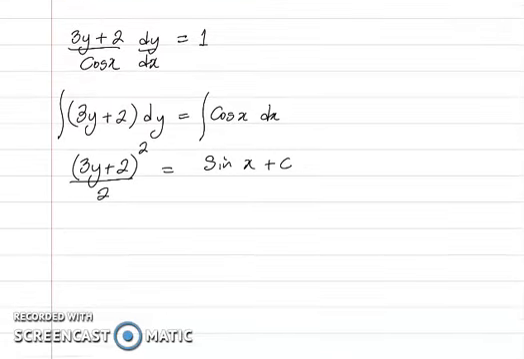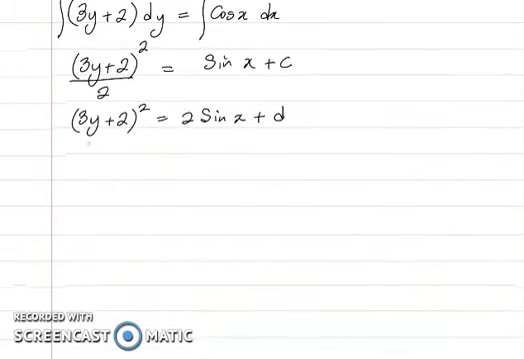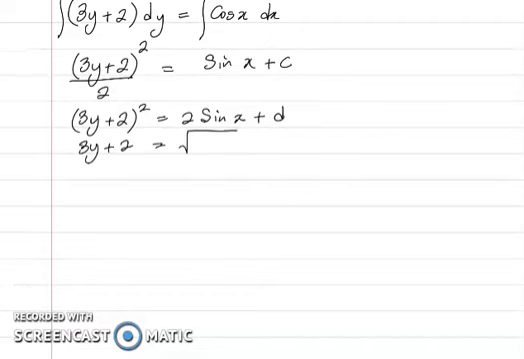Next, I'm going to multiply both sides of the equation by 2. So I'm going to end up with (3y plus 2) squared is equal to 2 sine x plus 2 times c. c is a constant, so 2 times c is still another constant, so just simply change that to b. All right, the opposite of square is square root, so now I have 3y plus 2 is equal to the square root of, all right, before I go there, let's see if we can use the boundary conditions to find b.